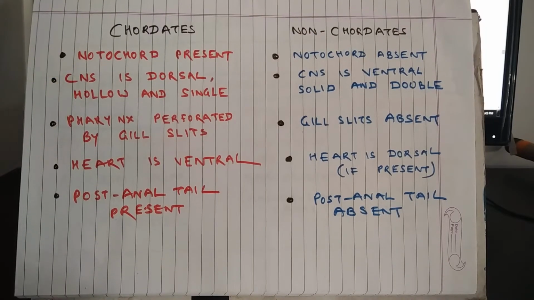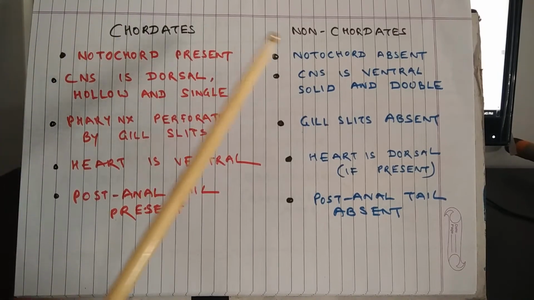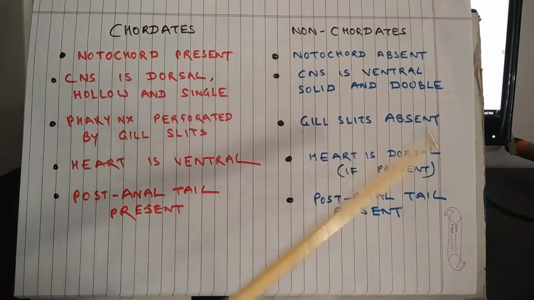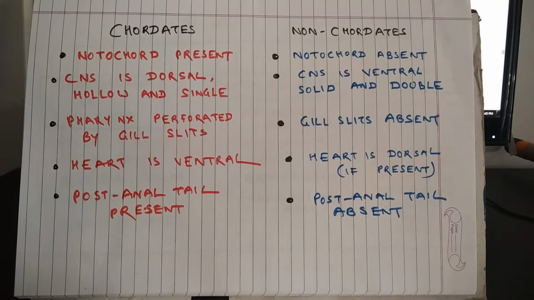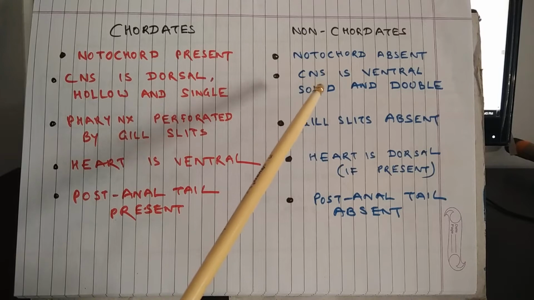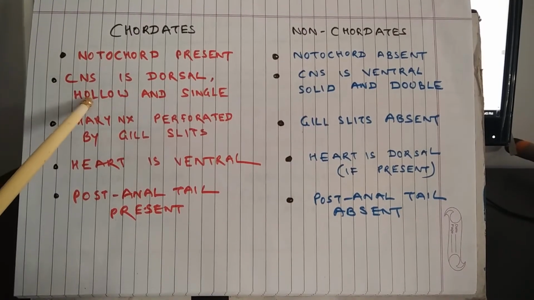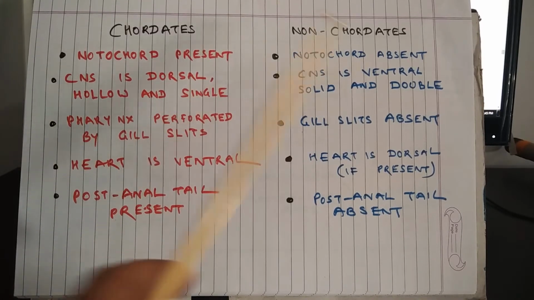This is the comparison between chordates and non-chordates. Notochord is present in chordates, but notochord is absent in non-chordates. In case of chordates, central nervous system is dorsal, hollow and single. In case of non-chordates, central nervous system is ventral, solid and double. So, the difference is dorsal versus ventral, hollow versus solid and single versus double.